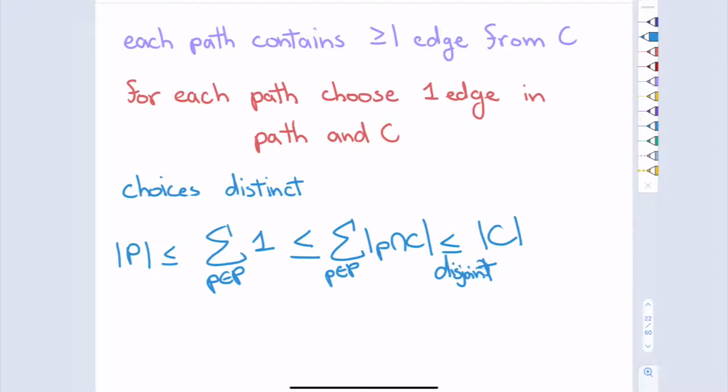This is, I think, just putting in hieroglyphics what maybe was already apparent. But maybe one thing to point out is that I'm really only using this packing and covering relationship between the paths and the edges in the cut. Once that relationship was established, I'm not thinking that much about the graph. This is useful because there are lots of other packing and covering problems, and you always get one inequality for free, which is this inequality: packing is less than or equal to covering.